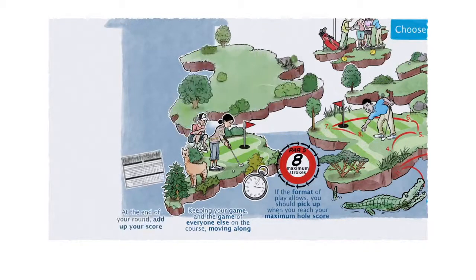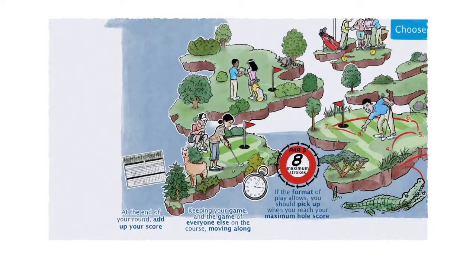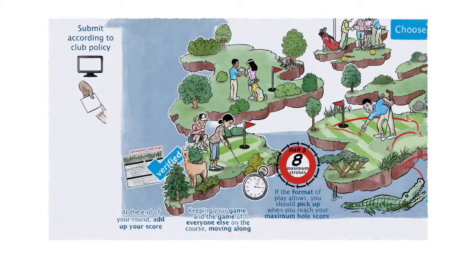At the end of your round, add up your score, including any penalty strokes and any applicable adjustments for holes not played or where you didn't hole out. When your score is ready, make sure it's verified as required. Then simply submit your score in accordance with club policy.